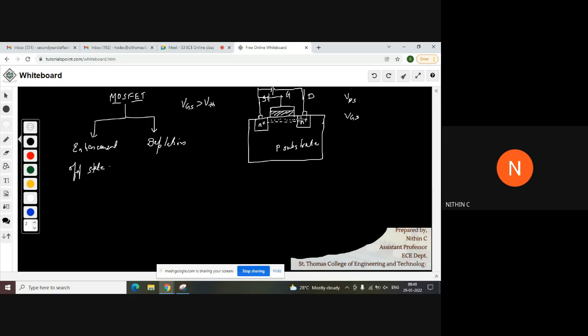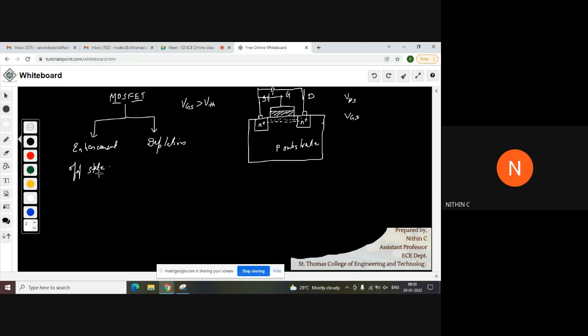For the electrons to move, since we have N plus regions over here, electrons will be moving from the source to the drain. For that, you need to connect the positive terminal. Electrons will be attracted towards this terminal, and now there will be a current flow through the circuit when there is a channel present.